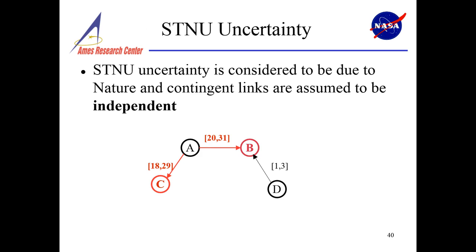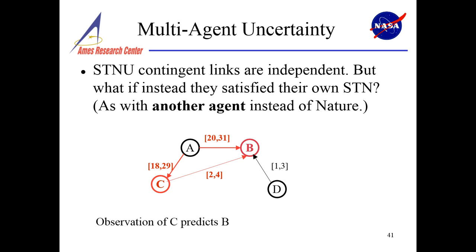So now what I'd like to do is see if those results might possibly be extendable beyond STNUs. In an STNU, the contingent links are assumed to be independent. However, if instead of nature causing the uncertainty, we had some other agent causing the uncertainty, that agent might actually have a simple temporal plan of its own. And now the contingent links are no longer independent. You could have a cross-link, for example.